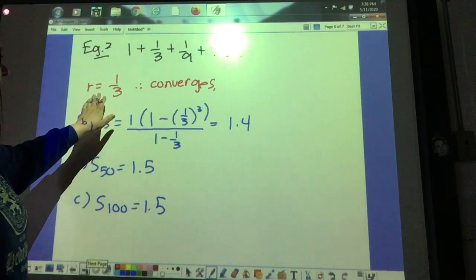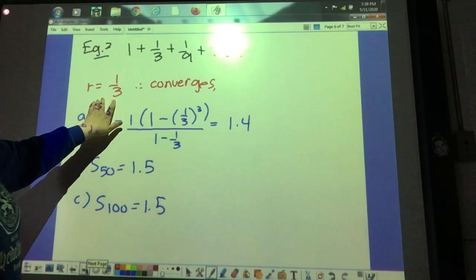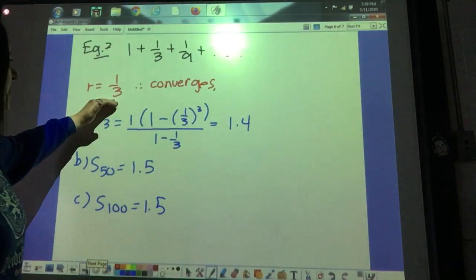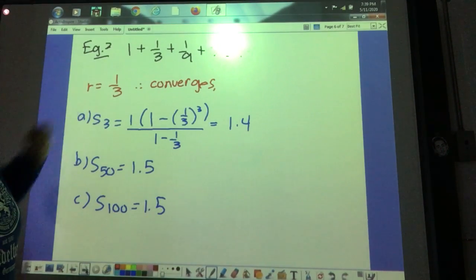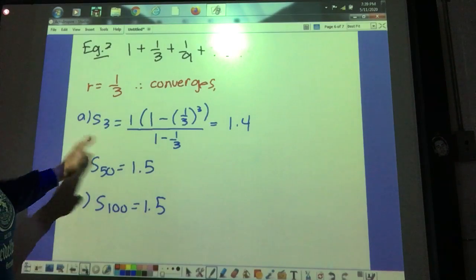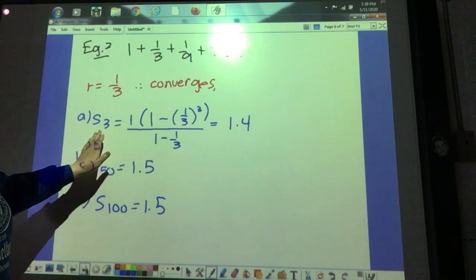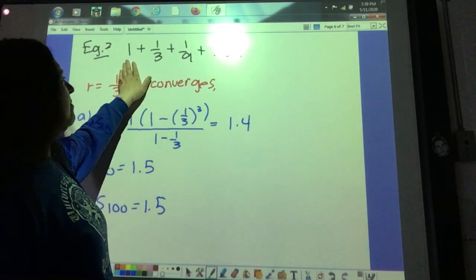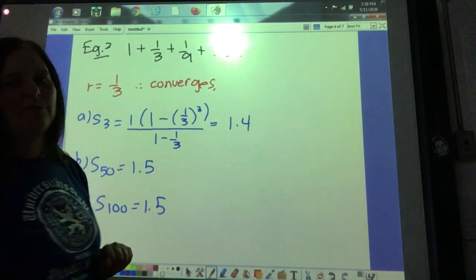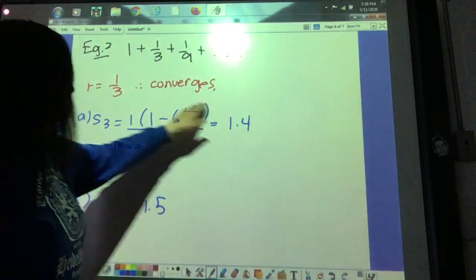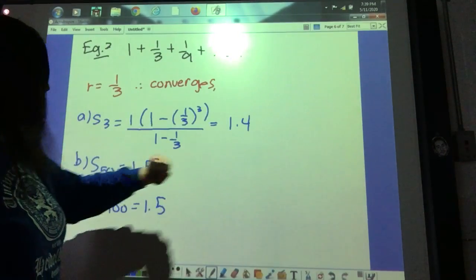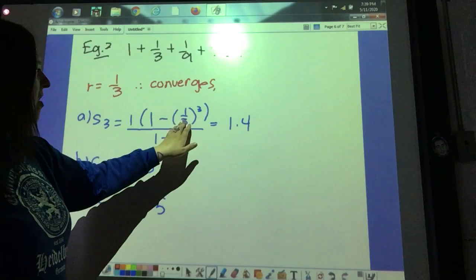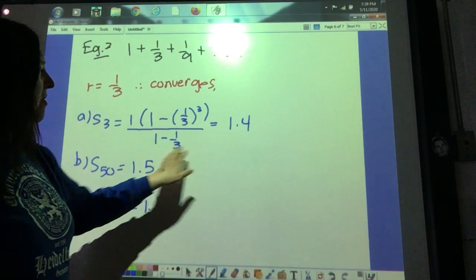Converging is when your R value is less than 1. So 1 plus 1/3 plus 1/9 plus ... Our R value is 1/3, which is less than 1, so that means it's converging. Again, I worked the first one out fully. What's the sum of the first three terms? Again, you probably don't need the formula. If you're good at mental math, 1 plus 1/3 plus 1/9 gives you about 1.4. That's probably quicker, but I used the formula from yesterday to show that it works. T1 times 1 minus R to the power of n over 1 minus R, yeah, they match.